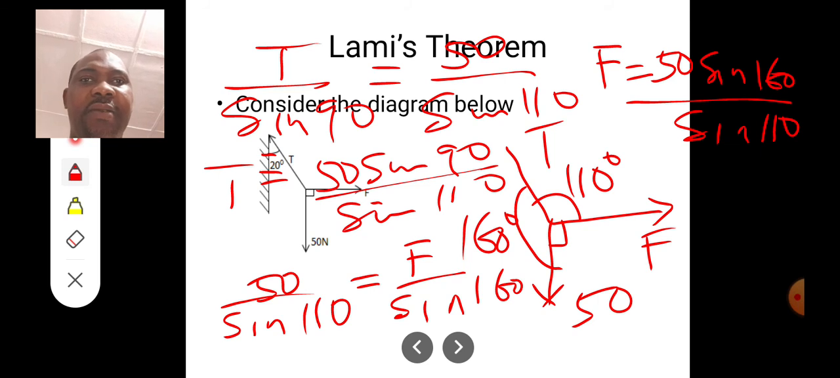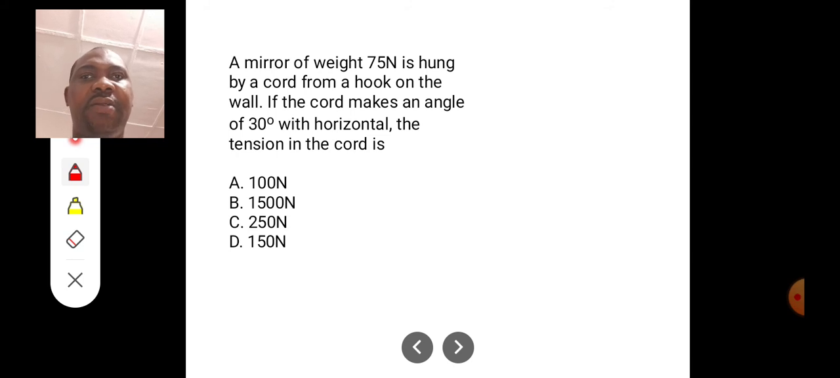Now that is very, very important for us to note. So make the calculations and let me know. So this is what Lami's theorem is all about. Now look at this question.